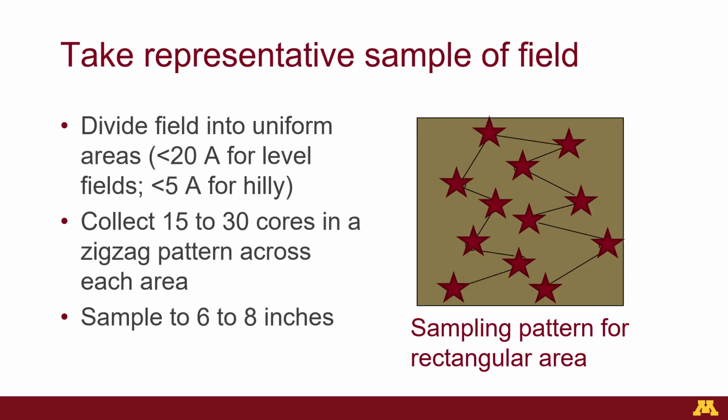To obtain a representative sample of your field, divide it into areas that are relatively uniform. Each area should be no more than about 20 acres on level ground, or 5 acres on hilly or variable land. In this graphic, we show stars to represent sampling points. Within this representation of a field, the sampling points are random and the collection path follows a zigzag pattern. Submit a sample from each area consisting of 15 to 30 soil cores taken to a depth of 6 to 8 inches in a zigzag pattern across the area.